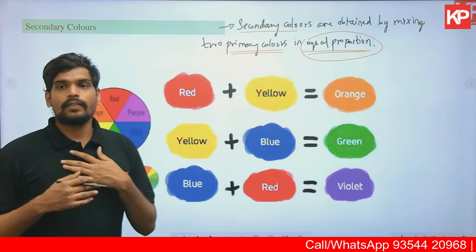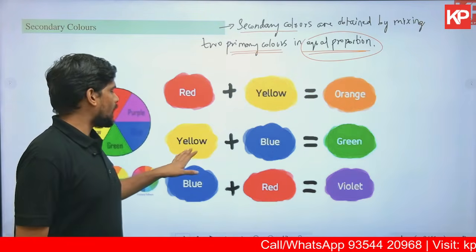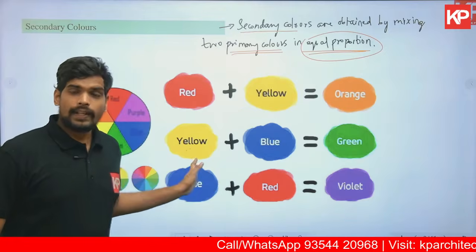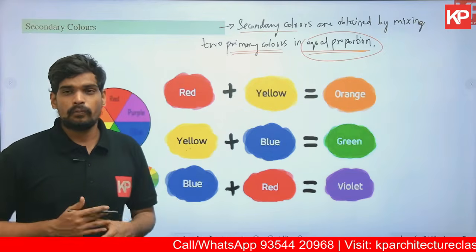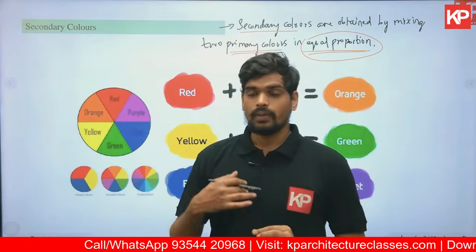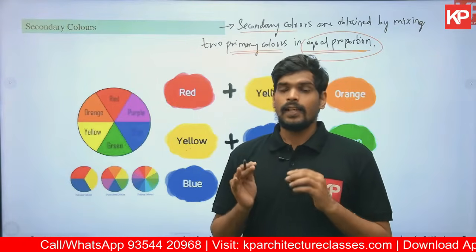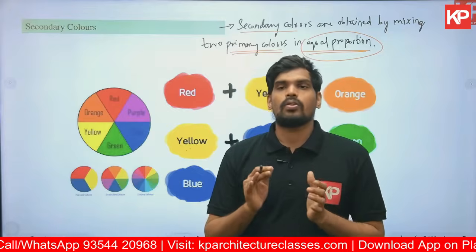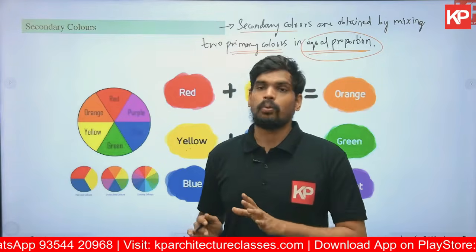If I want to create green paint, I will take equal amount of yellow and blue. I cannot take a lot of yellow and put 3 or 4 drops of blue and get green out of it. You will not get green in that case, right? So to create secondary colors, we take equal proportion of primary colors. That is point number 1.